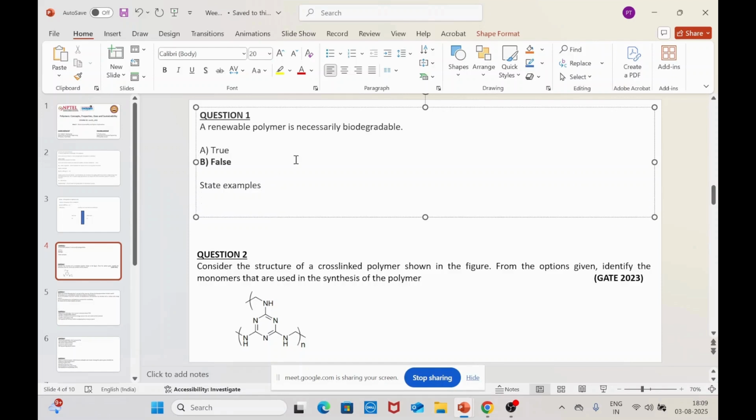And in case of some examples, you can say chitin, and as someone said, lignin to an extent. Actually, we are saying they are not necessarily biodegradable because the span of time that they require for their degradation is quite long.